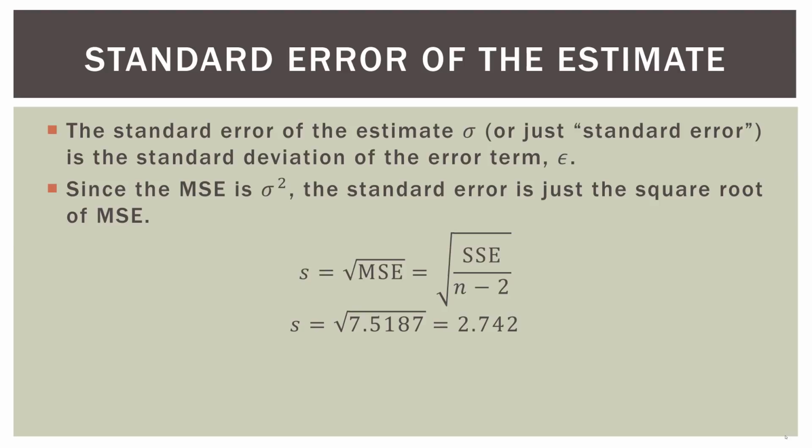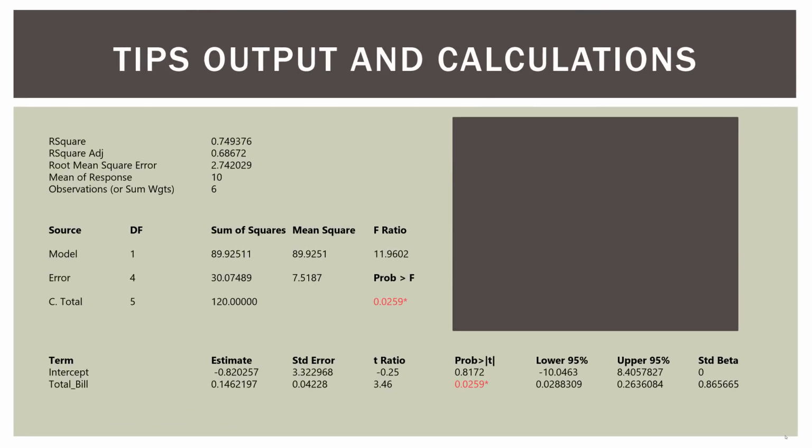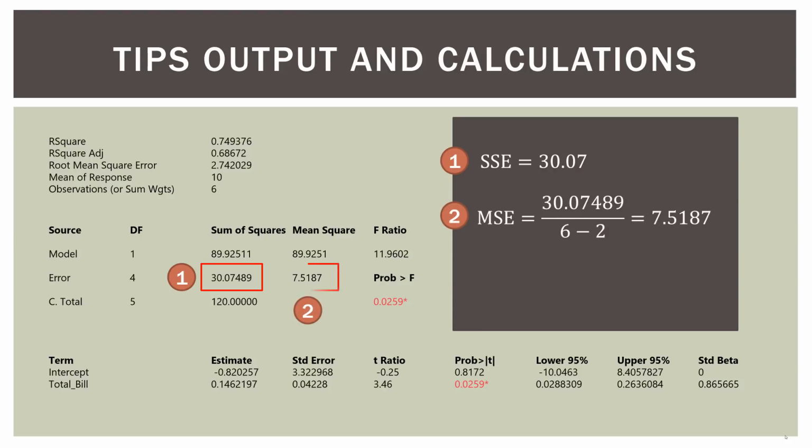So the standard error is 2.742, and that actually is on the output that we saw earlier. So we have the SSE here. Again, just kind of reviewing. The MSE is here. And then the standard error, or root mean square error, is number 3. So 1, 2, and 3. I just want to point out where each one appears on the output, because we will need them when we do the calculation in a second.